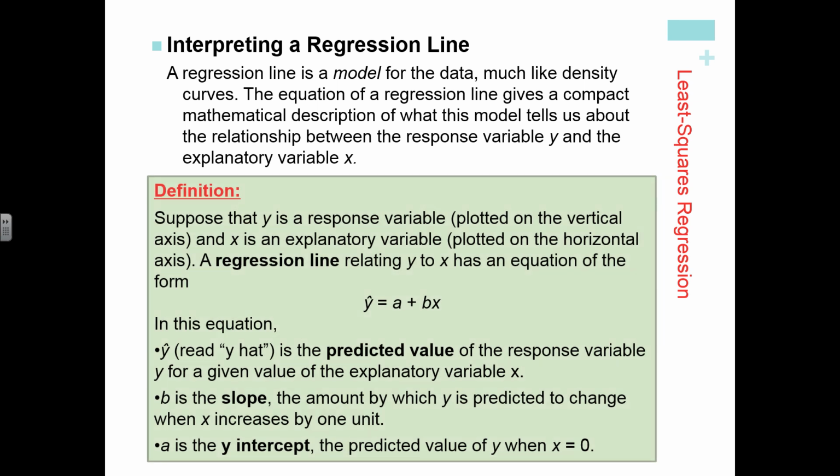Our formula for our regression line generally takes the form of y hat equals a plus bx. Y hat is your predicted value, a is your y-intercept, and b is your slope. This should look familiar. We talked about it a little bit in class. It should look like y equals mx plus b, just rewritten with a's, b's, and y hats.